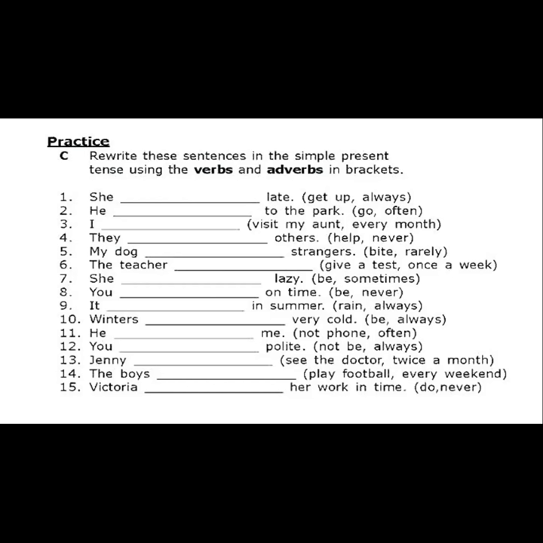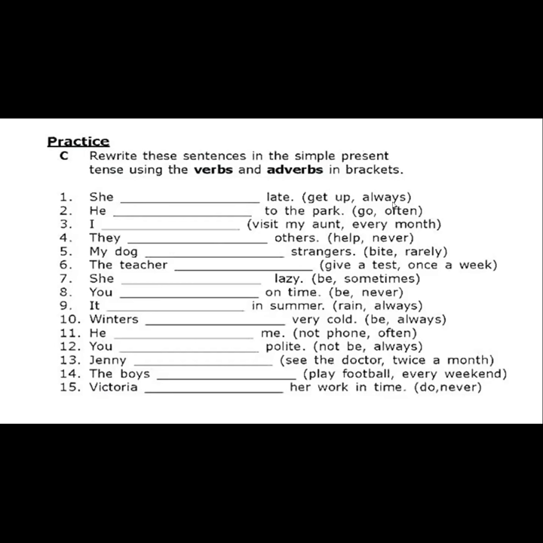So, what do you have to look for? ¿Qué tenemos que buscar? Who is the subject of the sentence? ¿Quién es el sujeto de la oración? Por ejemplo, aquí dice: she, he, I, they, my dog, the teacher, she, you, it, Winters, he, you, Jenny, the boys, Victoria. Esos son los sujetos de la oración. So, according to that subject, I ask you to please write the correct form of the verb. De acuerdo con estos sujetos, les pediría que escriban la forma correcta del verbo. ¿Qué significa? Que si es tercera persona, usted le tiene que agregar S, con las reglas que hemos aprendido.